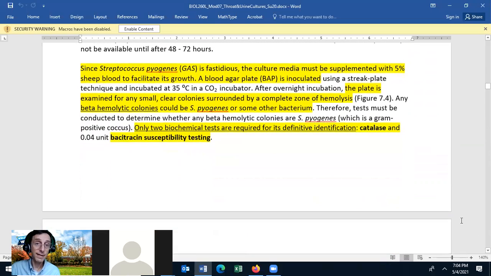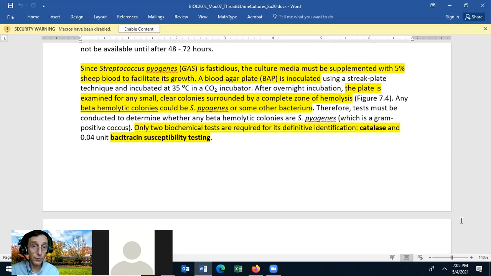Streptococcus pyogenes is fastidious, and so the culture media has to be supplemented with 5% sheep's red blood, or it's called the blood agar plate. You then observe the plate for small, clear colonies surrounded by a complete zone of hemolysis. This is usually Streptococcus pyogenes.